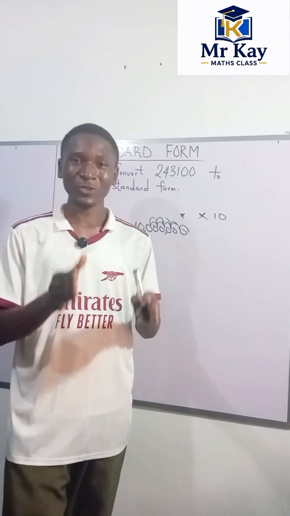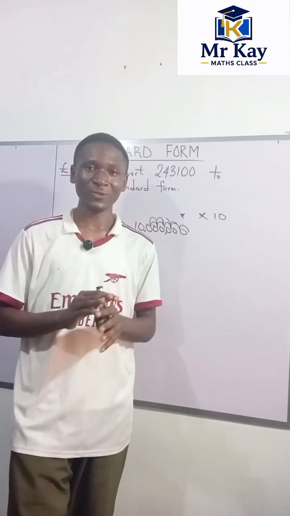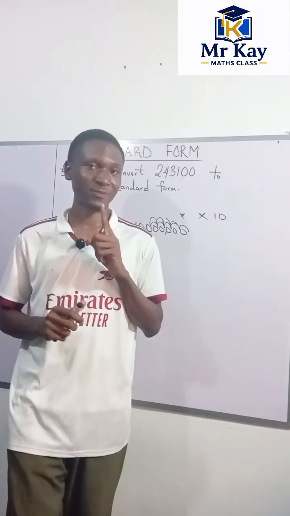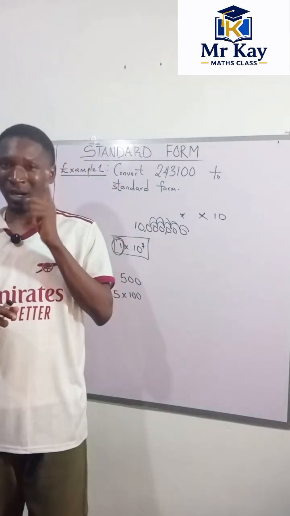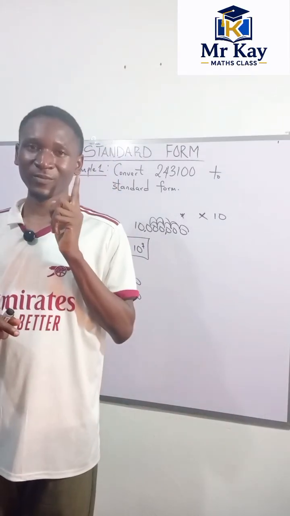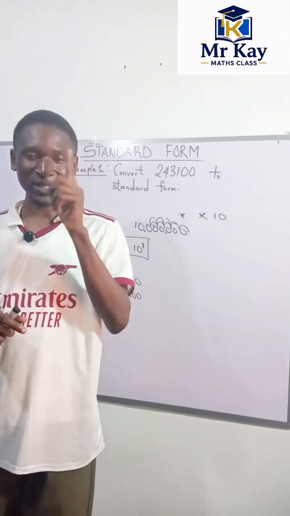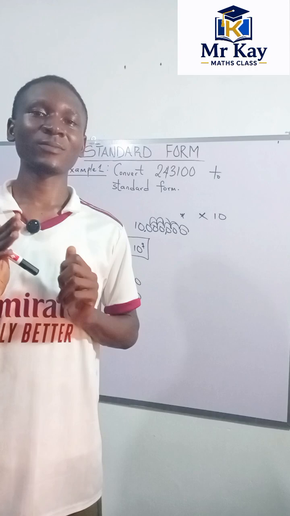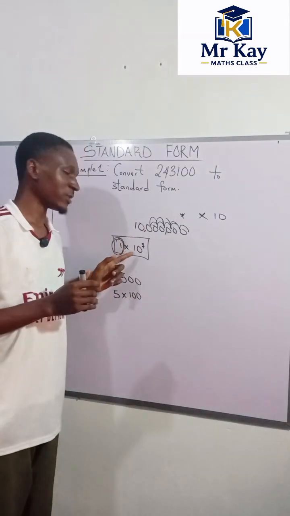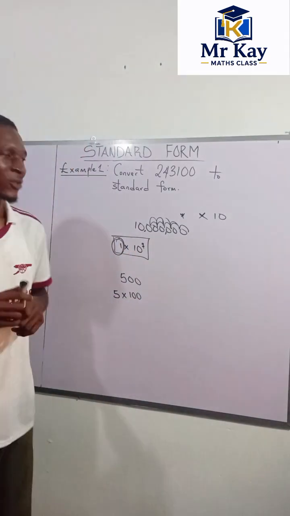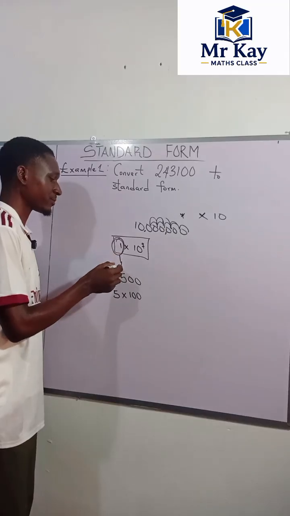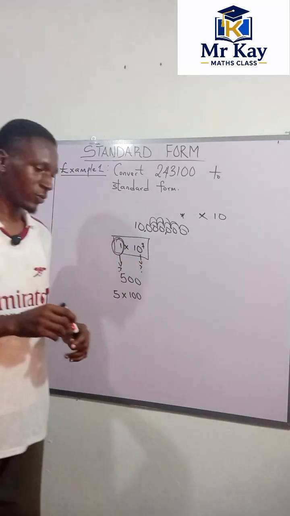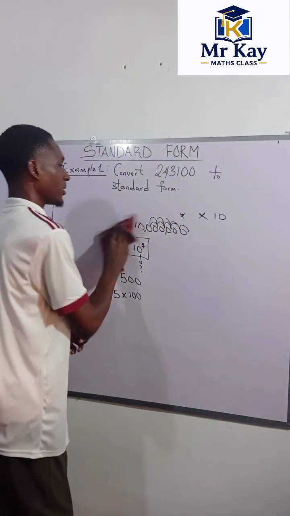So when you convert a number to standard form, your answer is going to be a 1-digit number. You know what 1 digit means? It must not be up to 2 digits. Your answer is going to be a 1-digit number multiplied by the power of 10. So you are going to look for the 1-digit number, and you're also going to look for the power of 10. So let's practicalize what I'm telling you.